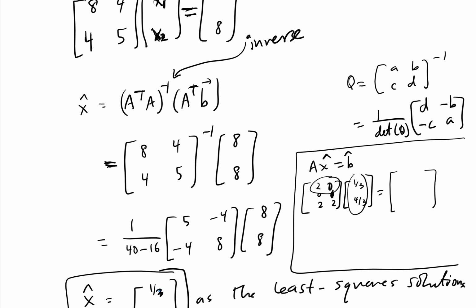Row by column. 2 times this is 2/3 plus 0, 2/3. Next row by the same column: 0 times 1/3 is 0, 1 times 4/3 is 4/3. Next one, this by this, 2/3 plus 8/3. That's 10/3. That's what we got. Okay, that's A x hat.